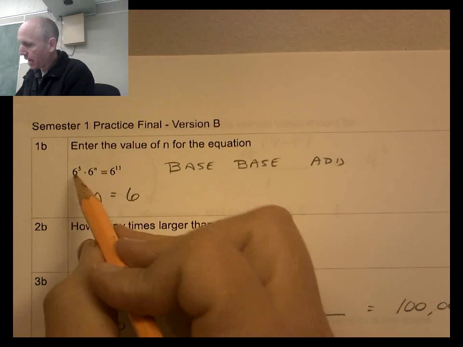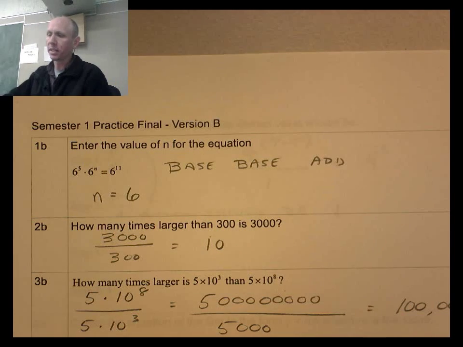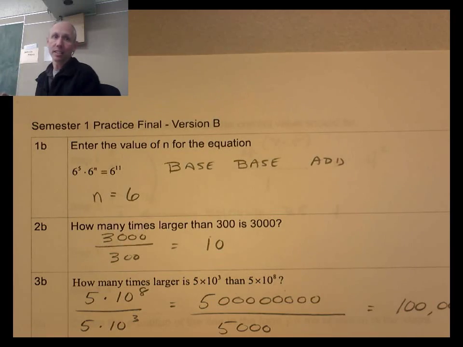So base add. So that plus that has to equal 11. So 5 plus 6 equals 11. There we go. Once again, this video isn't really going to teach you the whole thing. It's just quick guidance, a little bit of direction.